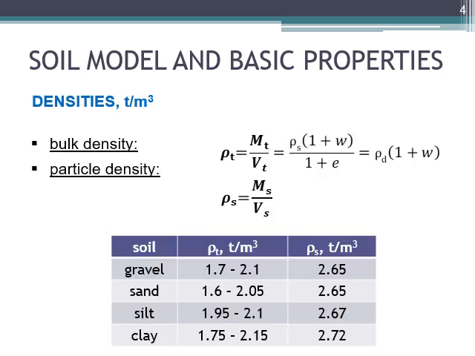Okay, so let's start with the densities. In geotechnics, we are defining several types of densities. I hope that you know what density is. So it is a ratio of mass and volume. And in our soil model, the bulk density will be the ratio of the total mass and the total volume. So this equation here.